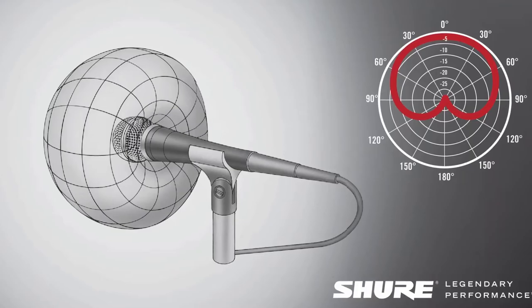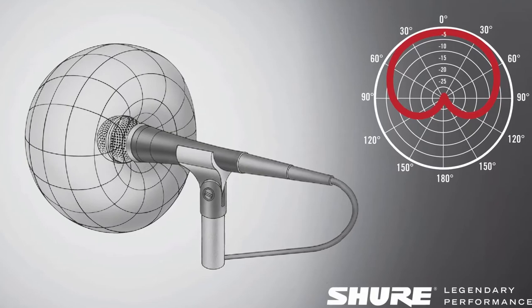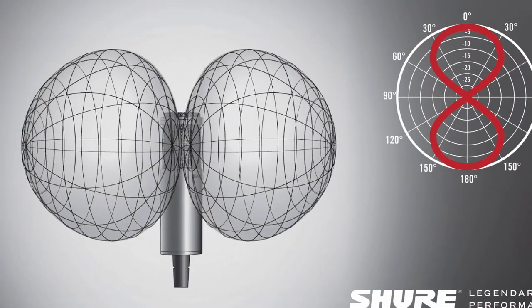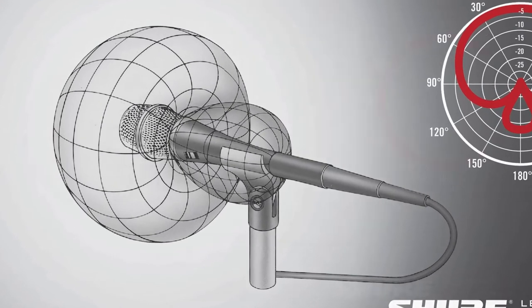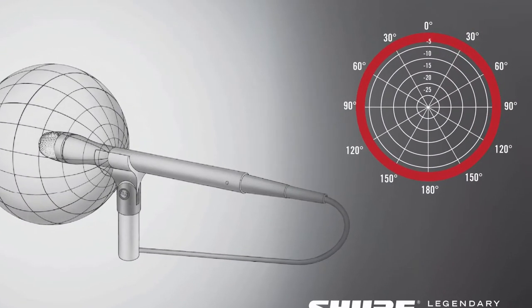Sound bounces all around us, so microphones are designed to pick up sounds coming from specific directions. This is the microphone's polar pattern, and when you visualize it, you see that different microphones are good at picking up sounds from different directions.